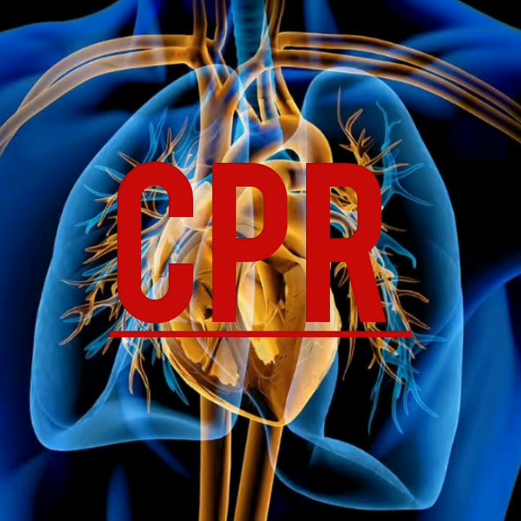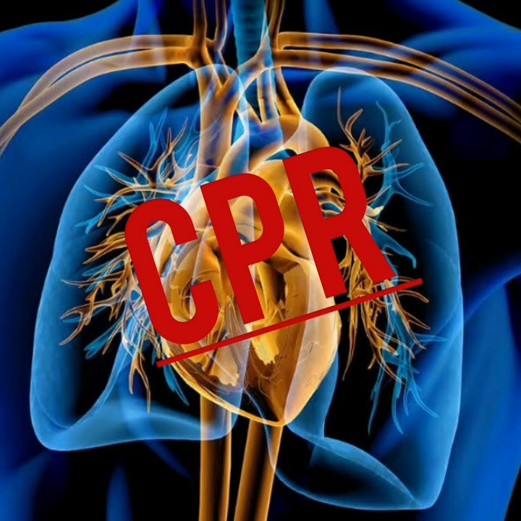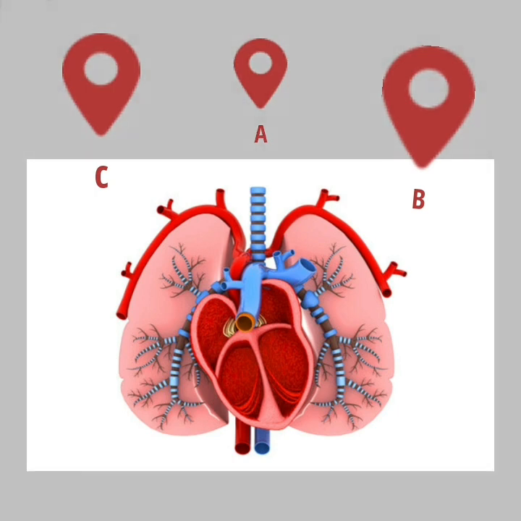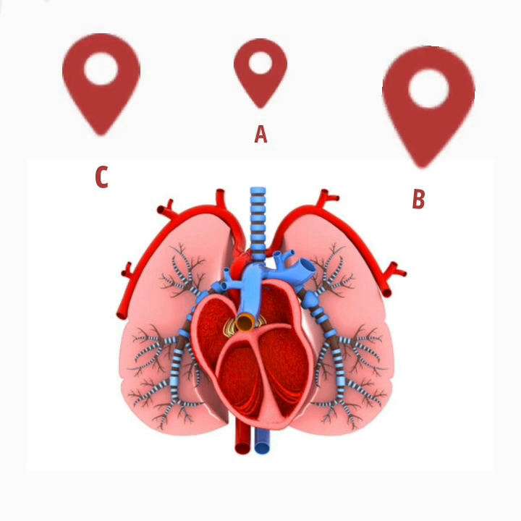Hi everyone, today we are going to see about CPR, cardiopulmonary resuscitation. According to the 2020 revision of AHA guidelines, CPR consists of three steps: CAB. C stands for circulation, A for airway, and B for breathing.